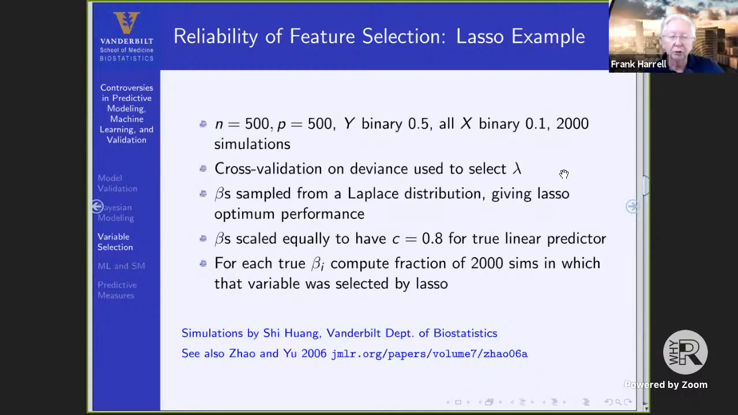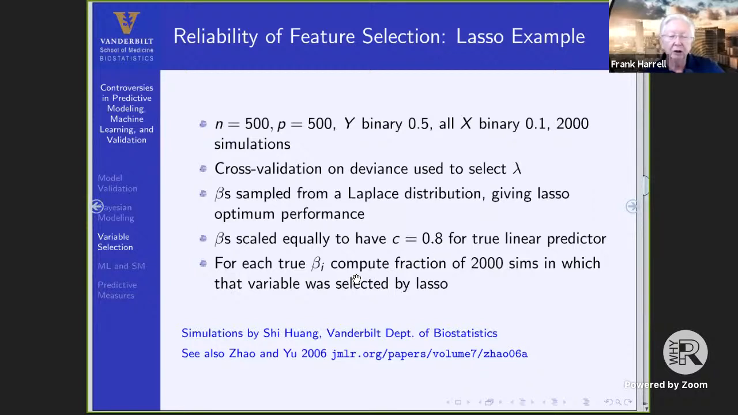Now, to give lasso the maximum chance, we're going to sample the beta coefficients from a Laplace distribution. That's exactly what is optimal for the lasso. So we're giving it every chance. So that's our double exponential distribution. It has a sharp peak at a beta equal to 0. And we're going to scale the betas equally such that, after you have sampled the betas from some population of betas, the overall true linear predictor has a C index of 0.8, which is your area under the receiver operating characteristic curve. So this is a typical model with an AUROC of 0.8.